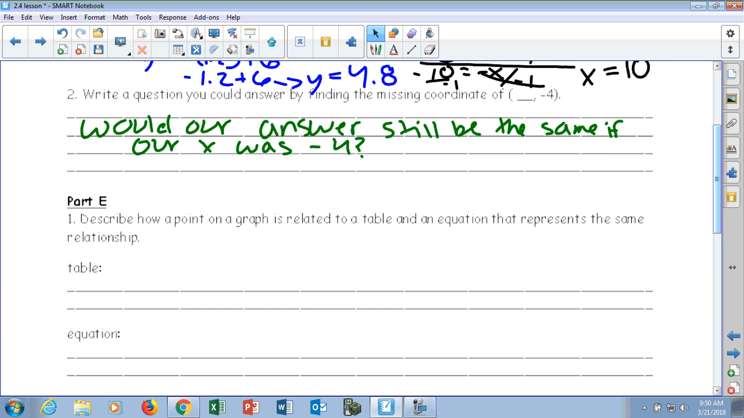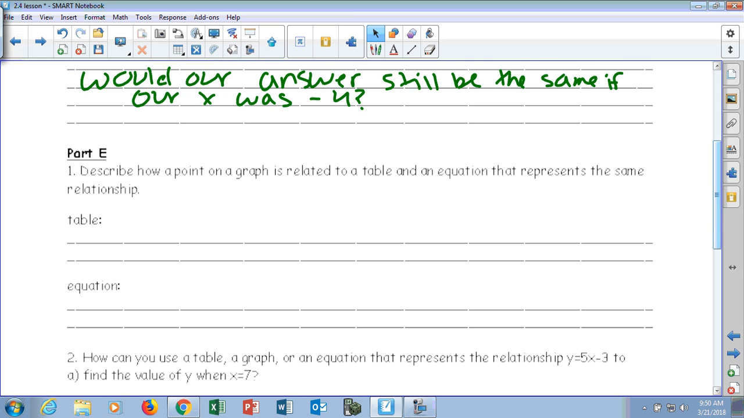Part E, question 1. Describe how a point on a graph is related to a table and an equation that represents the same relationship. So if I'm given a point on the graph, say the point 2 comma 4, my line goes through 2 comma 4 on a graph. How would that be expressed in the table? Lily? You would find the value of x in the x column. Yeah, you would find the value in the x column.